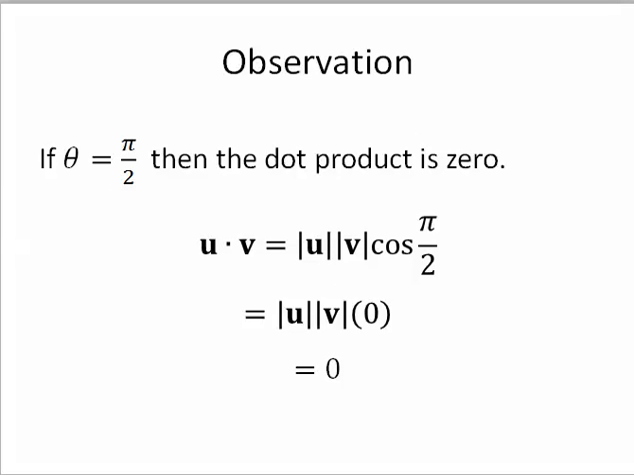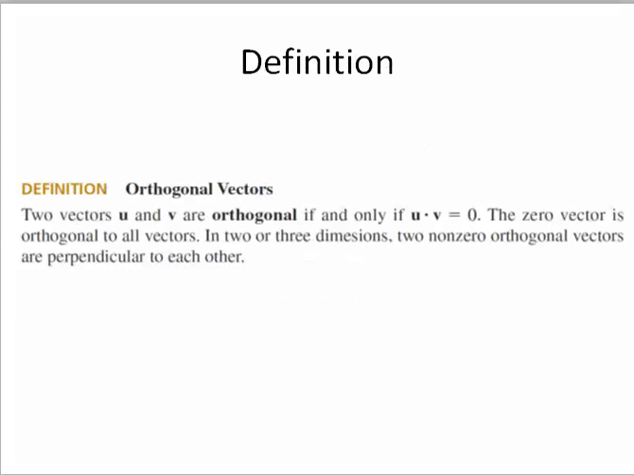On the other hand, if theta is equal to pi over 2, then the two vectors are perpendicular, and their dot product is 0. This brings us to a definition. Two vectors, u and v, are orthogonal if and only if u dot v is equal to 0. So the 0 vector is orthogonal to all vectors. In 2 or 3 dimensions, we use the word orthogonal and perpendicular interchangeably.